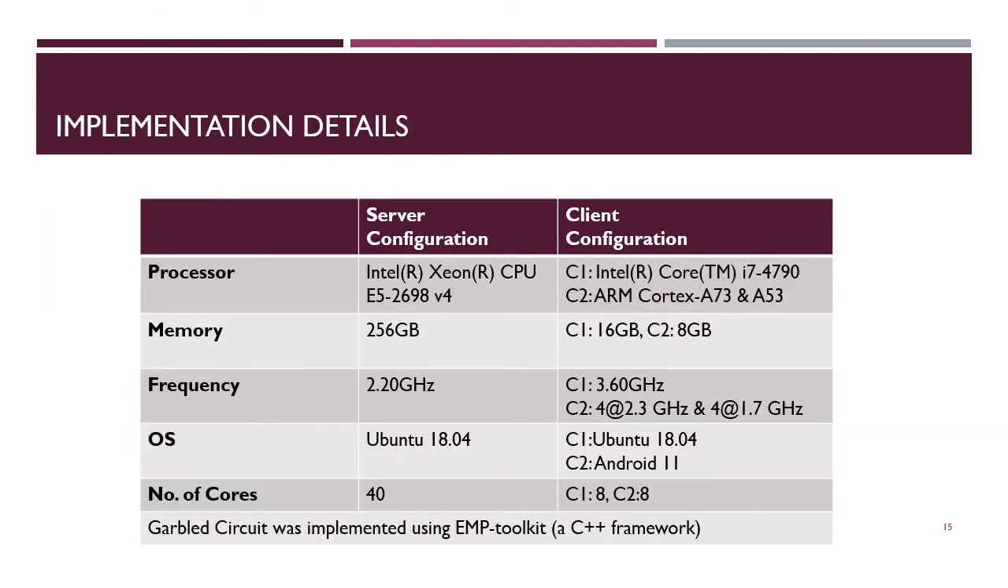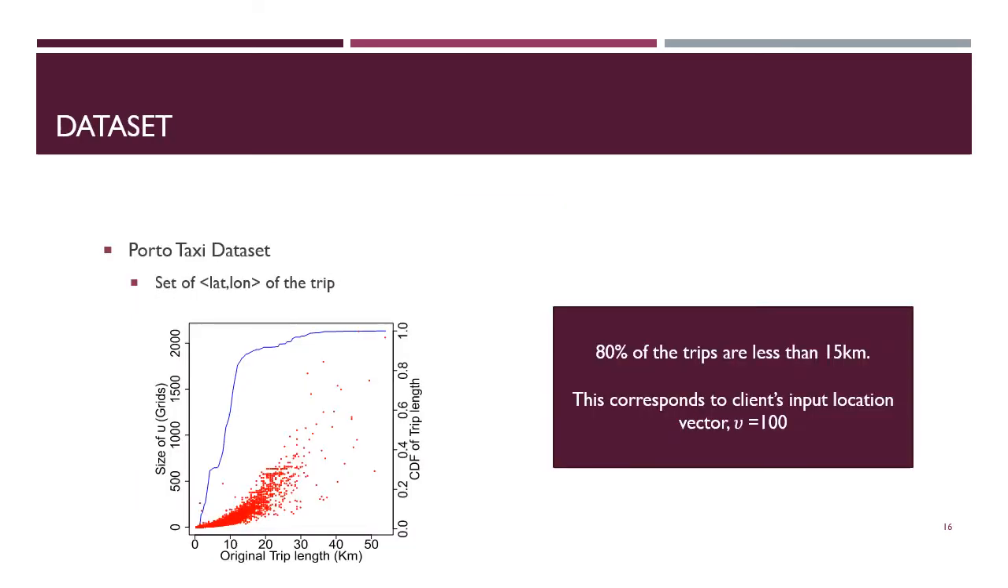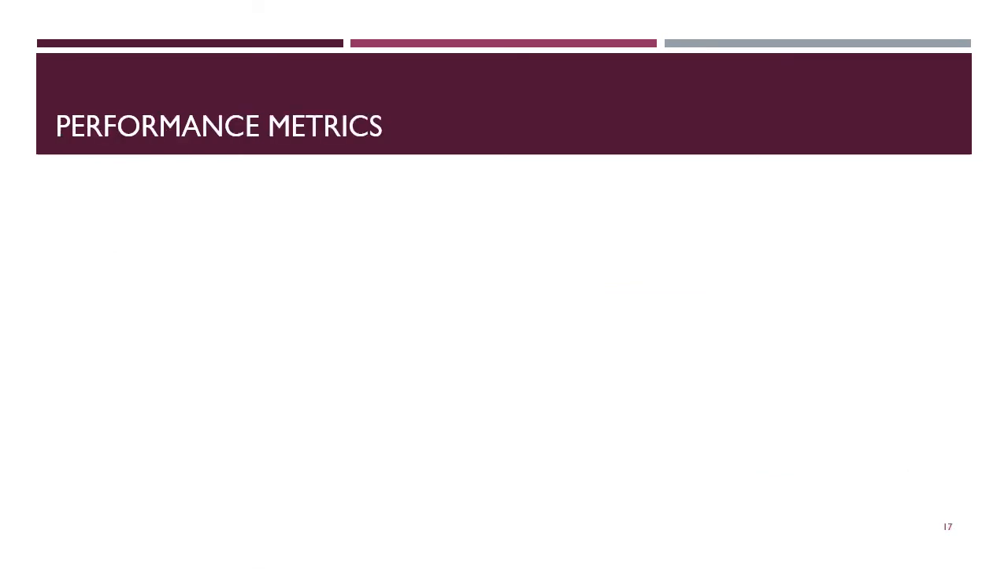Next, we evaluated our system using the following configuration, where we use two types of client. One was a mobile client and the other is a PC client. We also use the EMP toolkit to implement our garbled circuit, our query response system. We evaluated the query response system on the Porto-Taxi dataset. From the graph, we can see that 80% of the trips are less than 50 km, which corresponds to a client query location length of 100.